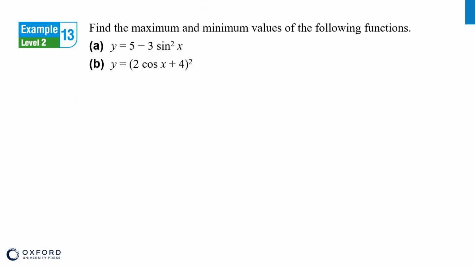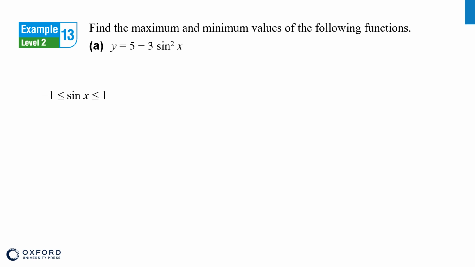In this question, we're going to find the maximum and minimum values of the following trigonometric functions. Part A. Y is equal to 5 minus 3 times sine squared of x. Let's start with sine of x. We know that the maximum value of sine of x is 1 and its minimum value is negative 1.